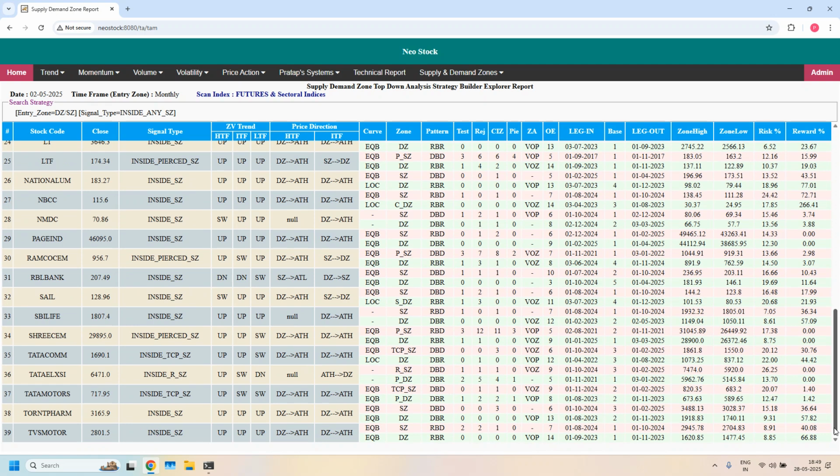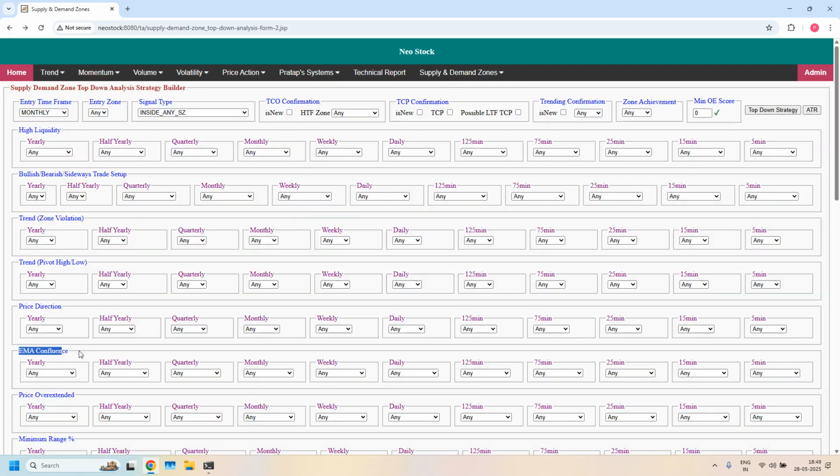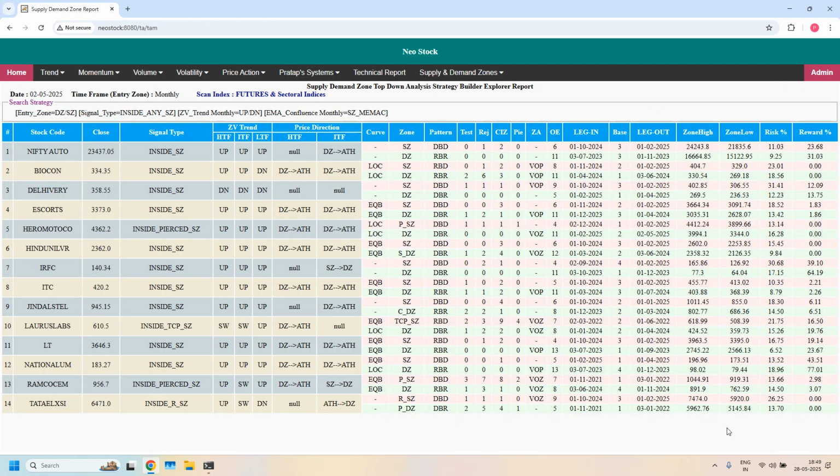We can further filter this list based on monthly supply zone having monthly EMA confluence, and also trend on the monthly should not be sideways. It can be up or down. So we got 14 stocks. All these monthly supply zones are having monthly EMA confluence. Okay, next.